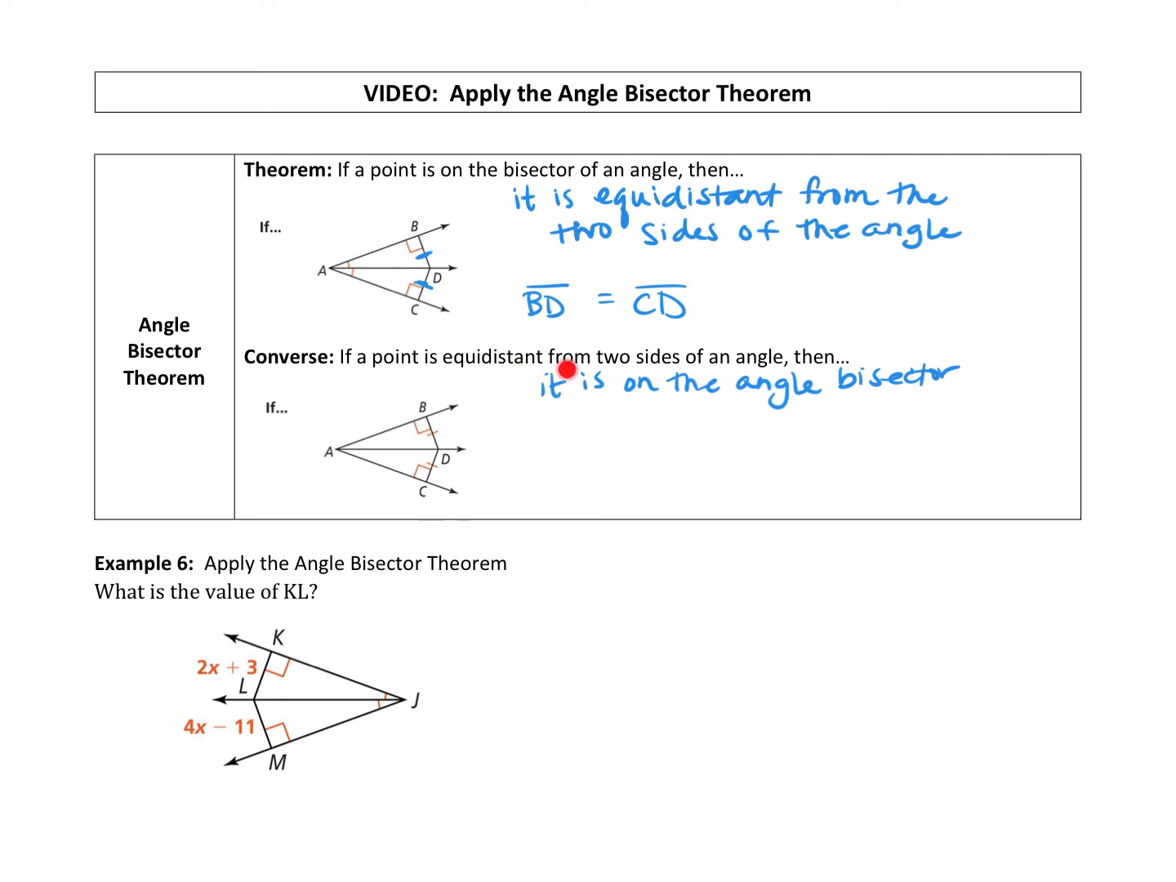So if a point is equidistant from two sides of an angle, then it is on the angle bisector. So if it's on the angle bisector, that means that this angle is congruent to this angle. So we can say the measure of angle BAD is equal to the measure of angle CAD.